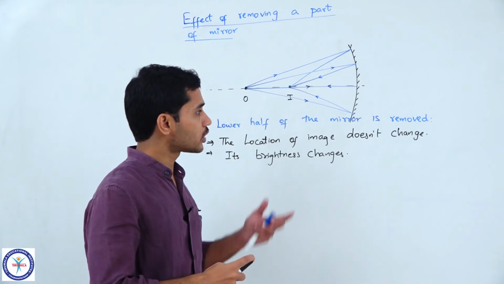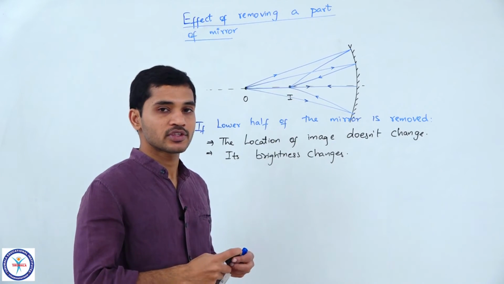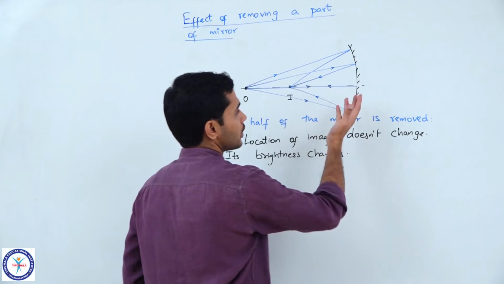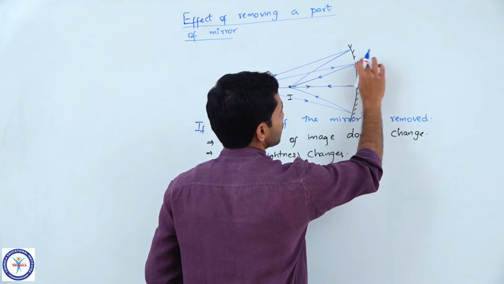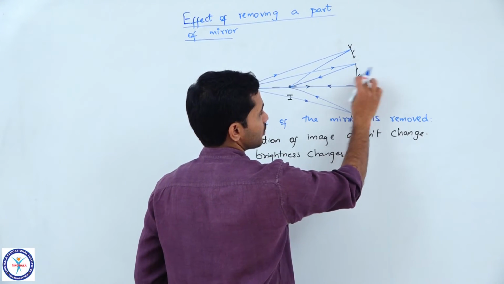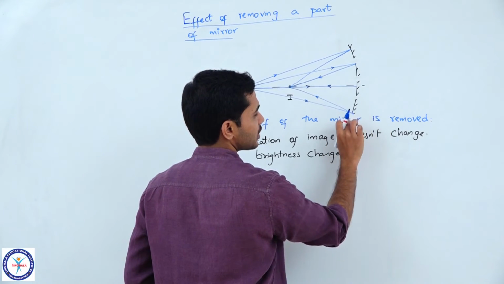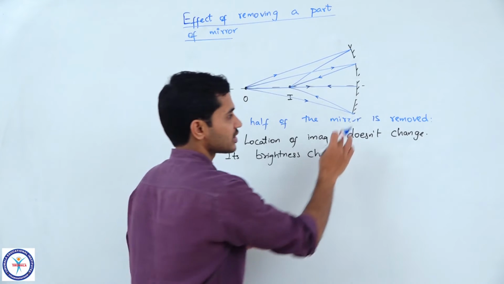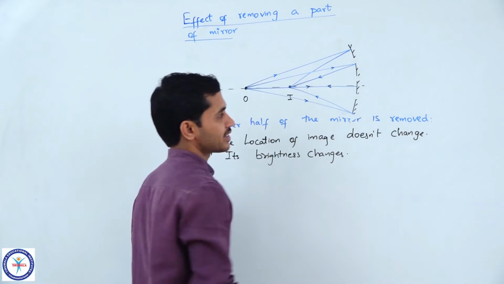This is not just with the lower half, you can remove any part of the mirror. Let us say I have cut this mirror into different parts. So, this is one mirror, this is one mirror, this is one mirror. So, I have made that mirror into 4 parts now. I hope you can see the gaps over here.